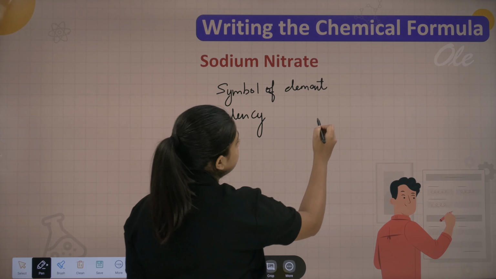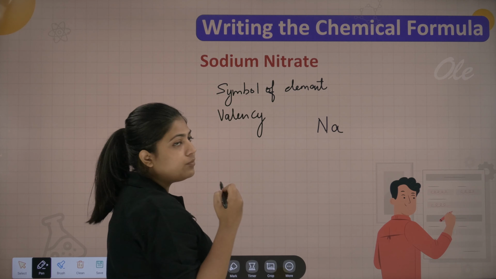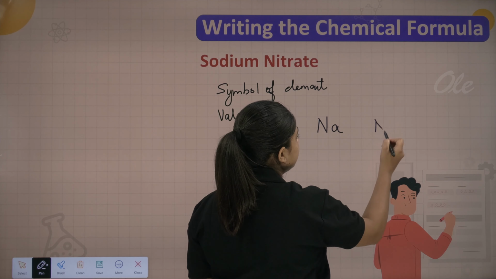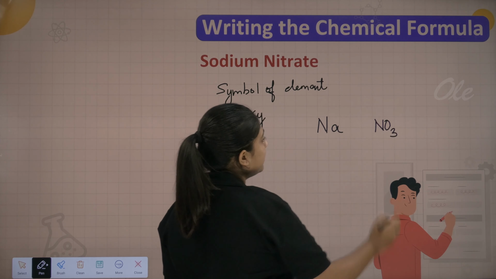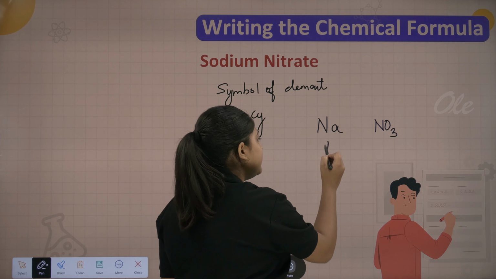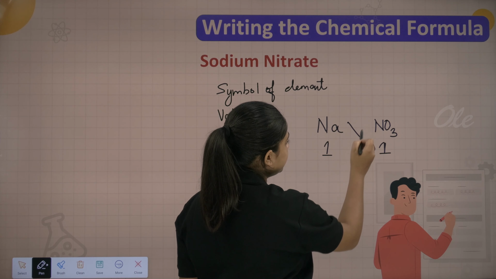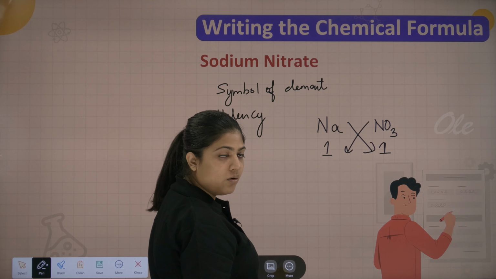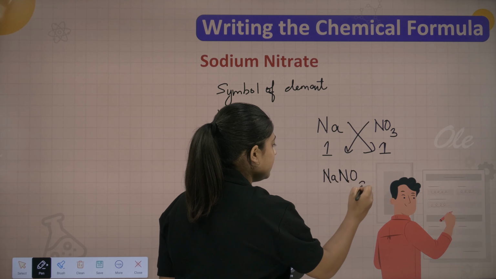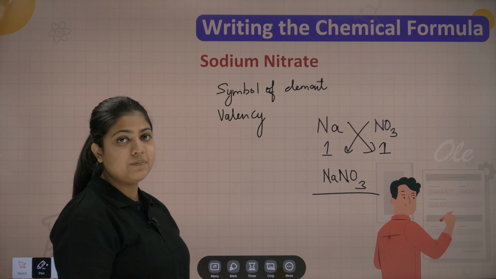So, if you want to see sodium nitrate, that means for sodium the symbol is Na. Nitrate will be a compound and this will be NO3. Valency is 1 here as well as 1 here. So, you will simply cross multiply it. We usually ignore the 1. So, the formula will be NaNO3. This is your formula. Got my point? I hope you get it.